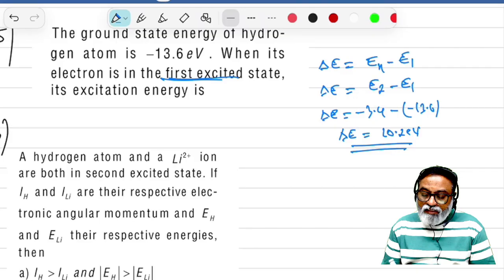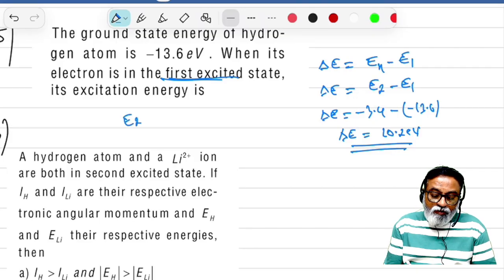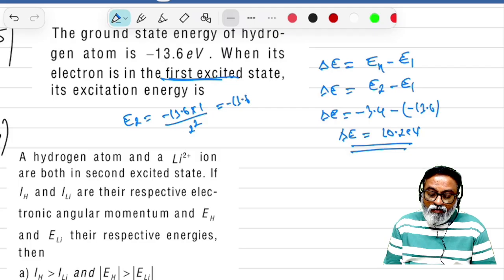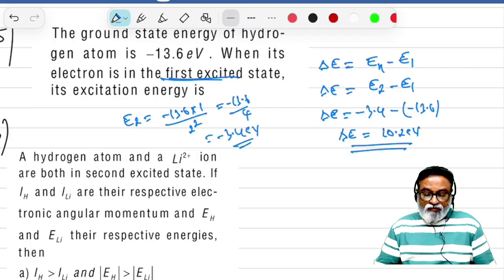See, if you don't know minus 3.4, it is very simple. E2 is equal to minus 13.6 Z square by n square, that is 2 square, 4. Therefore, minus 13.6 by 4 is minus 3.4 electron volts.